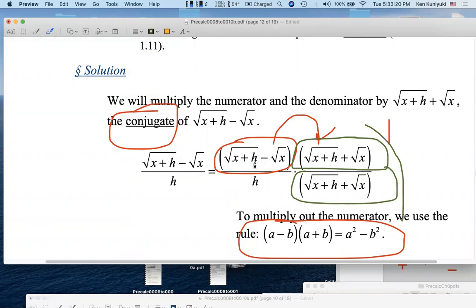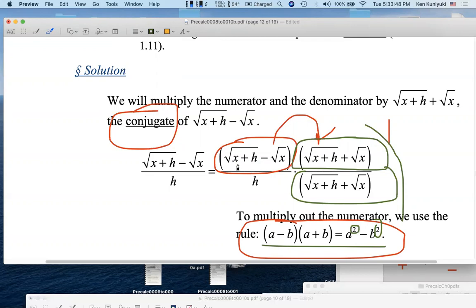Now, the idea is that when we multiply these two tops together, we're exploiting this rule: something minus some other guy times something plus the other guy. The product is going to be a squared minus b squared. And what are the squares going to do with these radicals? They're going to end up removing them. There are domain issues, like we need the radicands to be non-negative, but let's not even go there right now.